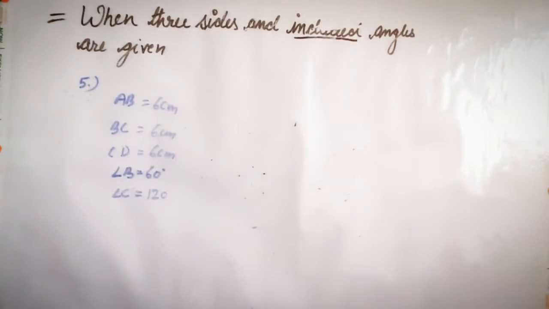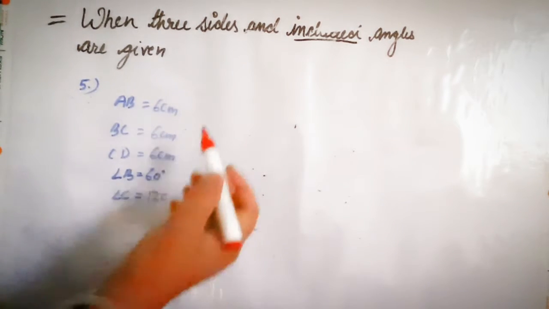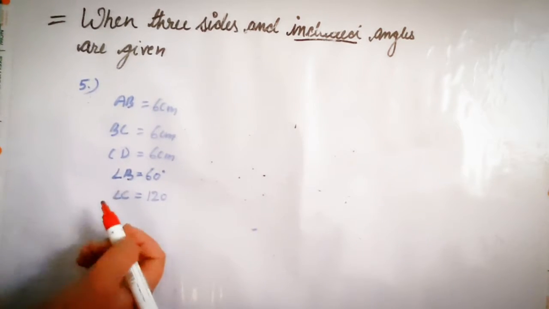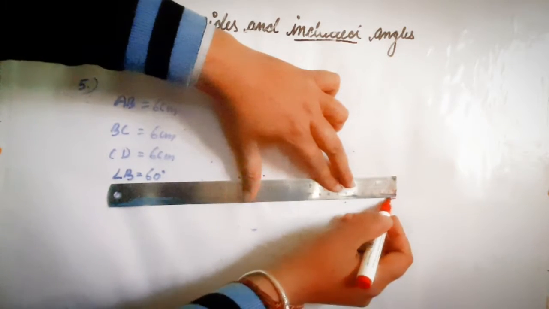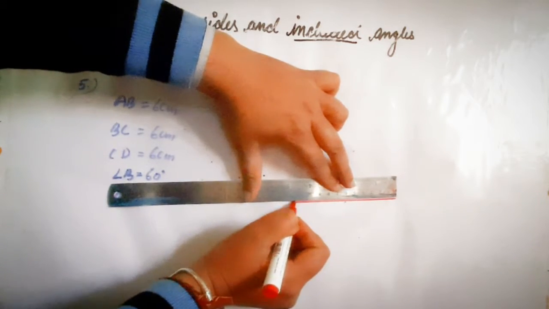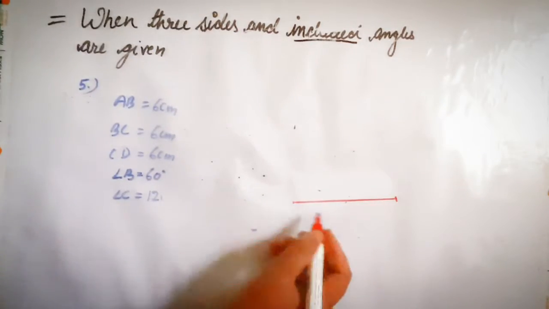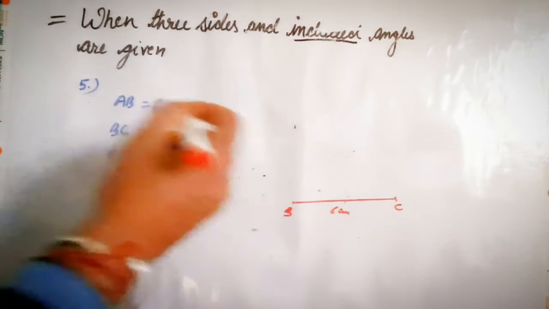One more part, that is part number 5, where you have to draw quadrilateral ABCD in which all three sides AB, BC and CD are equal to 6 cm and angle B is equal to 60, angle C is equal to 120. So first of all, draw BC equal to 6 cm. This is BC and it is given as 6 cm.